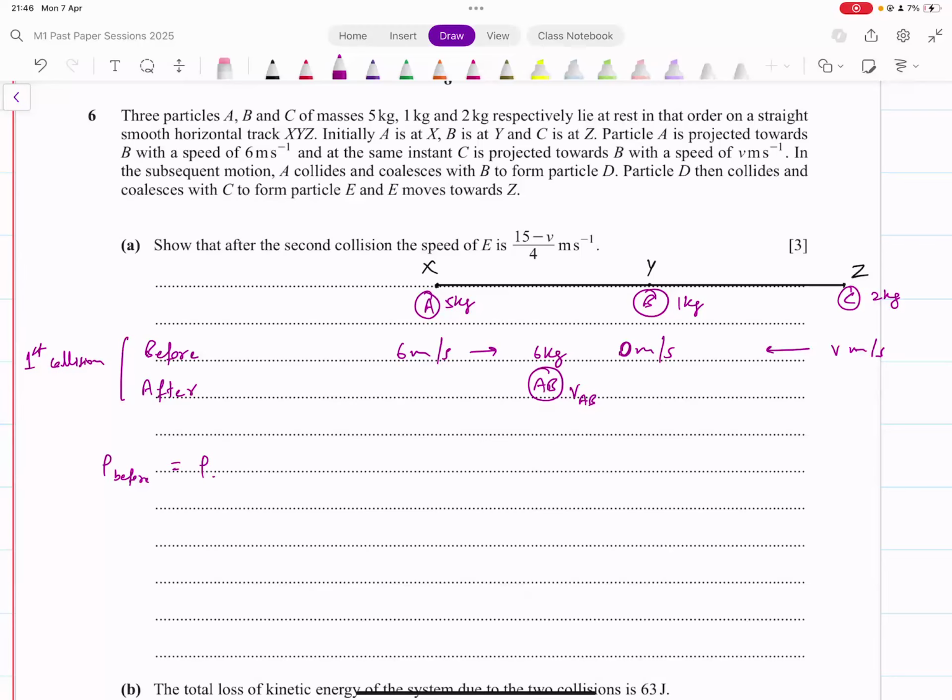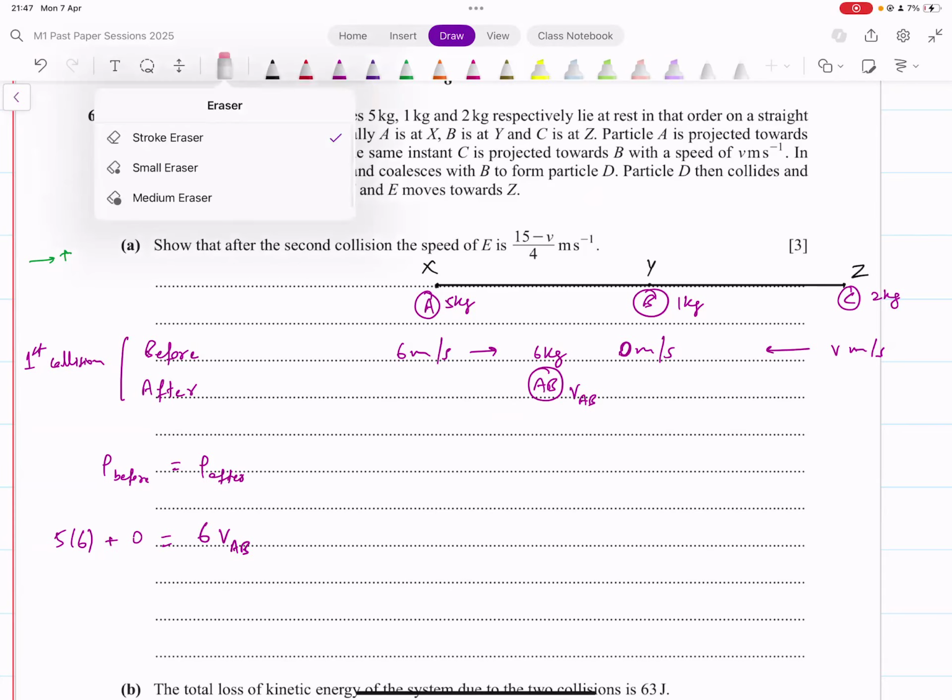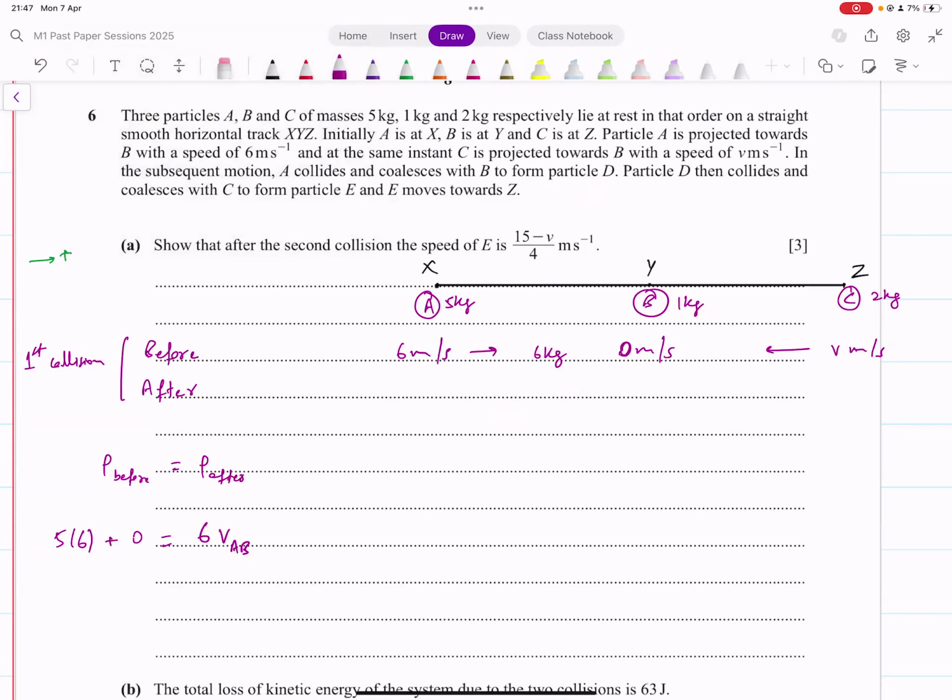What's the momentum before collision? Mass times velocity, right? Mass of A times velocity of A. Considering the right side positive, we can say 5 times 6 plus the momentum of B, that's 0 because it was at rest, equals the momentum after: mass of AB, that is 6, times velocity of AB. That's the coalesced particle. In fact, they named it D. Let's call this D instead of AB. So this becomes a particle D now.